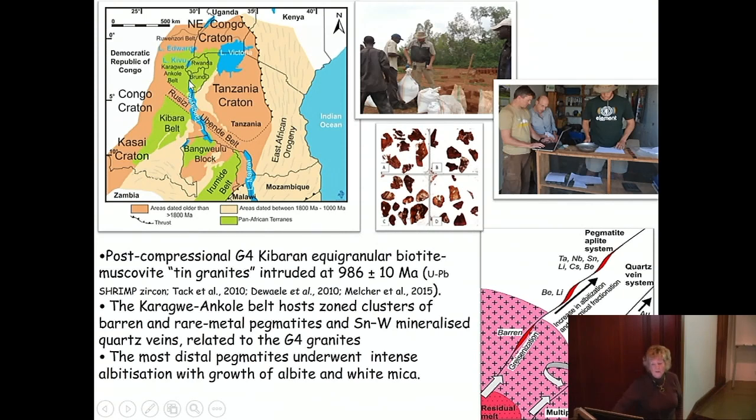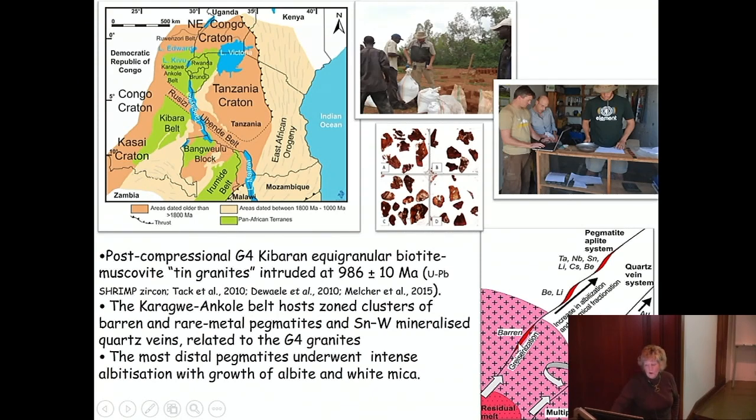And they are clusters of barren and rare metal pegmatites, tin tungsten pegmatites, and here's two of our former graduates, Richard Montjoy and Innes Berman, working on assessing the grade of some of these pegmatites in that belt. And here's the cassiterite grains that they've got out of those pegmatites. So these are associated with melt that has come from the G4 granites.